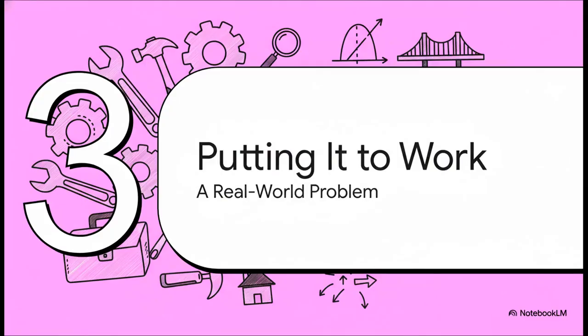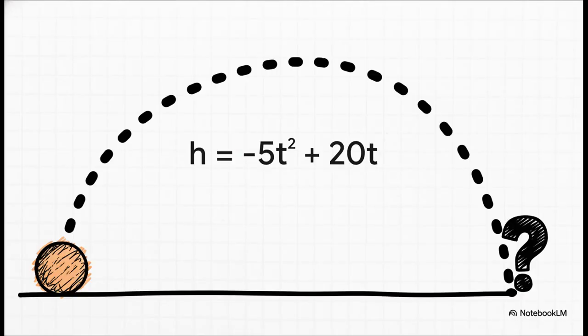Okay, we've got our toolkit. We know the methods. Now for the fun part. Let's actually put this stuff to work on a real problem, just like the ones we talked about at the very beginning. So here's the setup. We've got a ball that's been launched into the air. This equation right here describes its height, h, at any given time, t, and the question is pretty straightforward. At what time does the ball finally come back down and hit the ground?